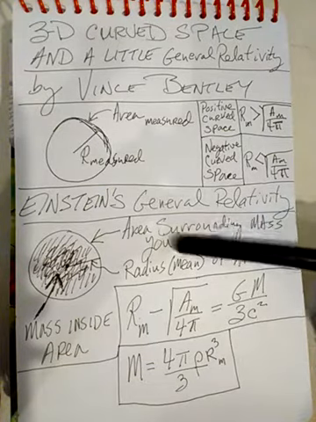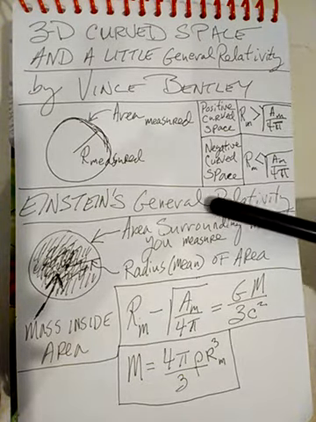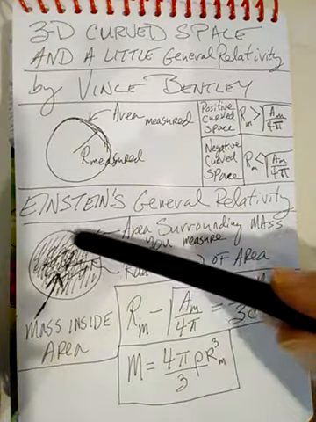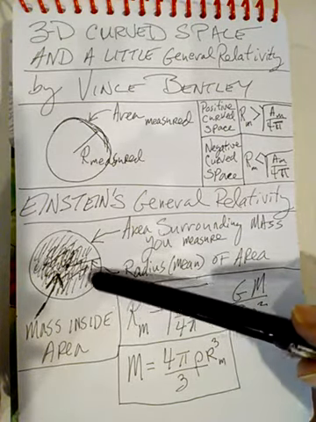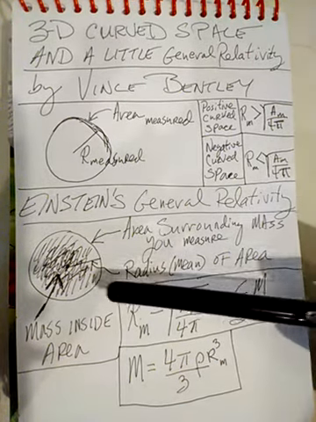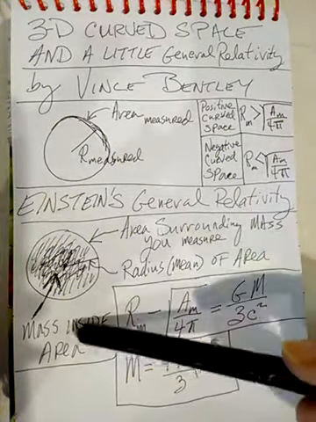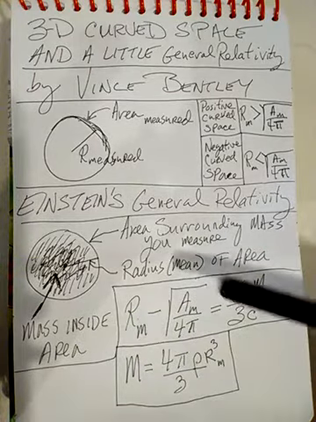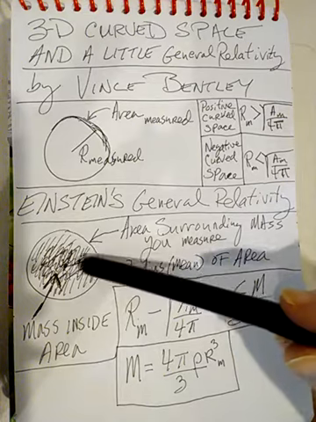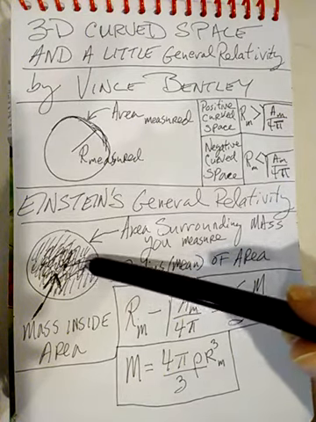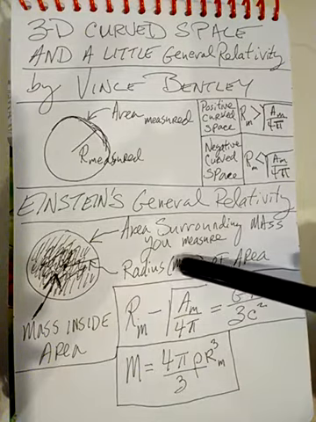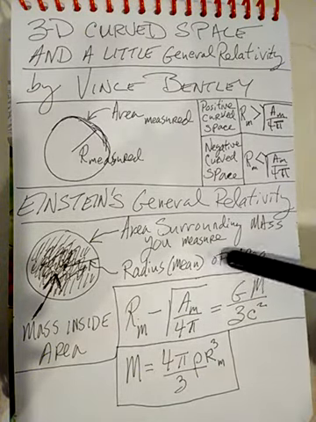We'll talk a little bit about Einstein's general relativity, not too much, but what you have is a spherical area, and it's surrounding some mass inside this area. You have, let's say, a mean radius, because sometimes you can't get only one radius when you have a bunch of stars or a galaxy or whatever. So we'll do a mean radius of the area.